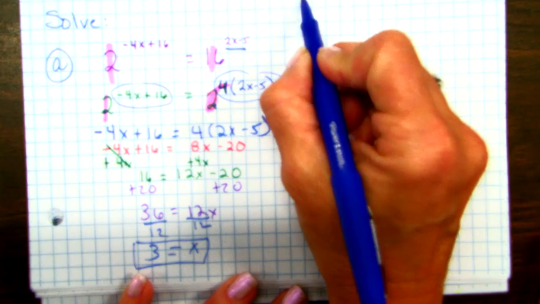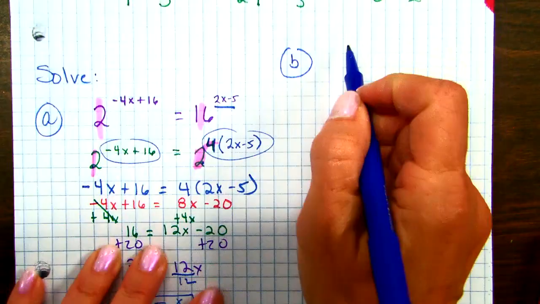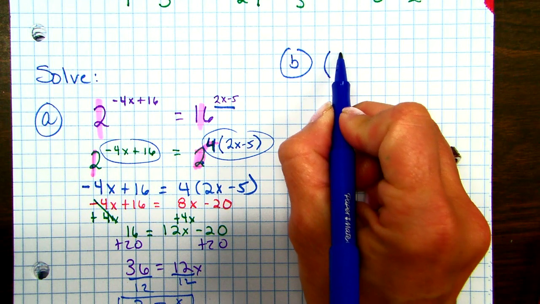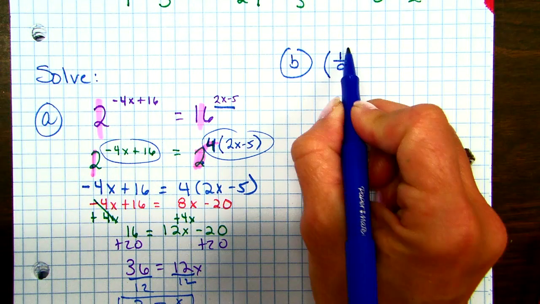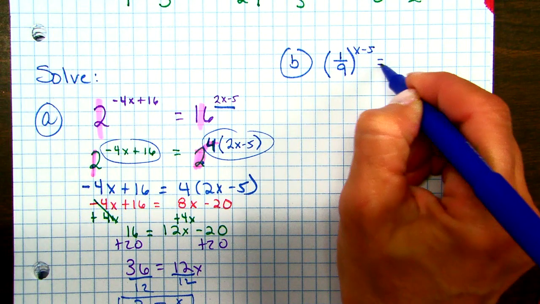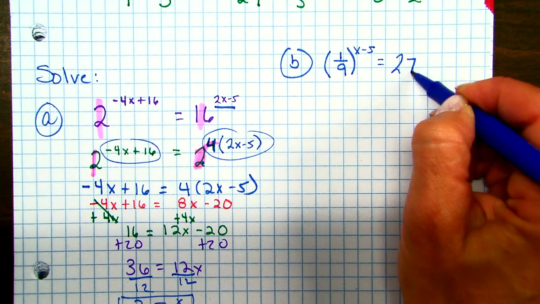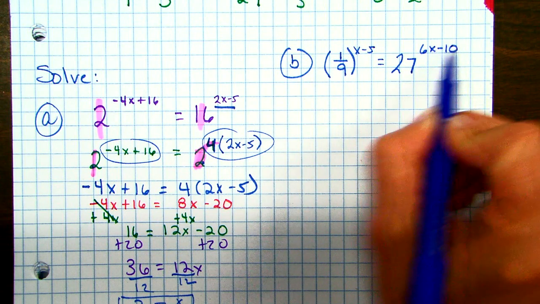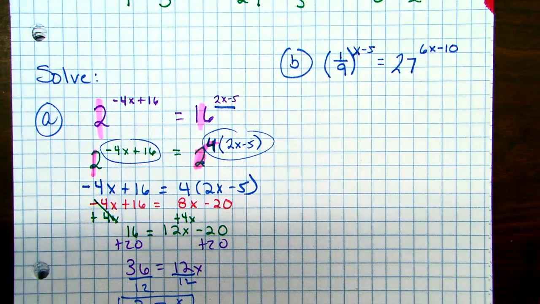The only thing I'm adding in is you might have some fractions as bases. So let me show you. 1/9, for example, to the power of x minus 5 equals 27 to the power of 6x minus 10. Okay, so write that down and take a look at it. So my bases are 1/9 and 27, right? Those are the bases.